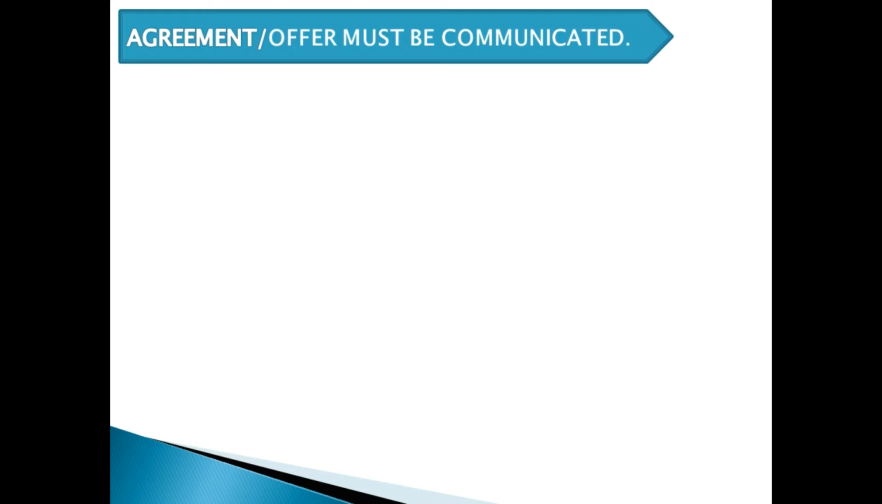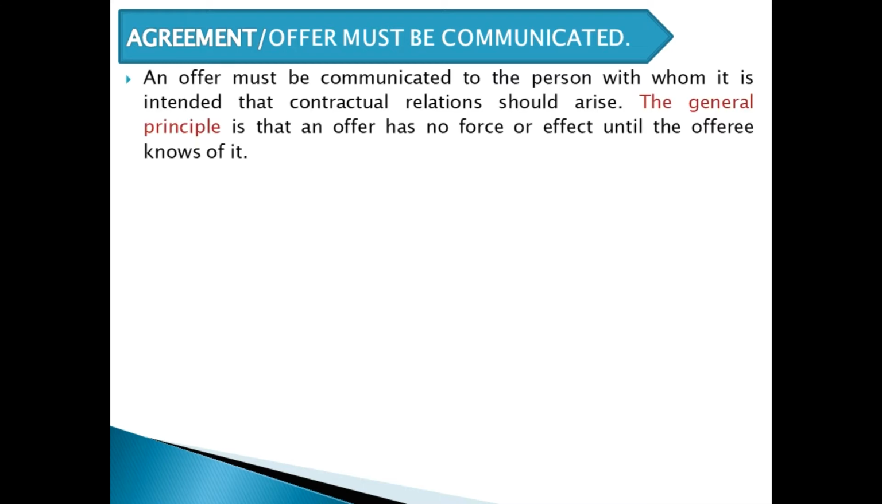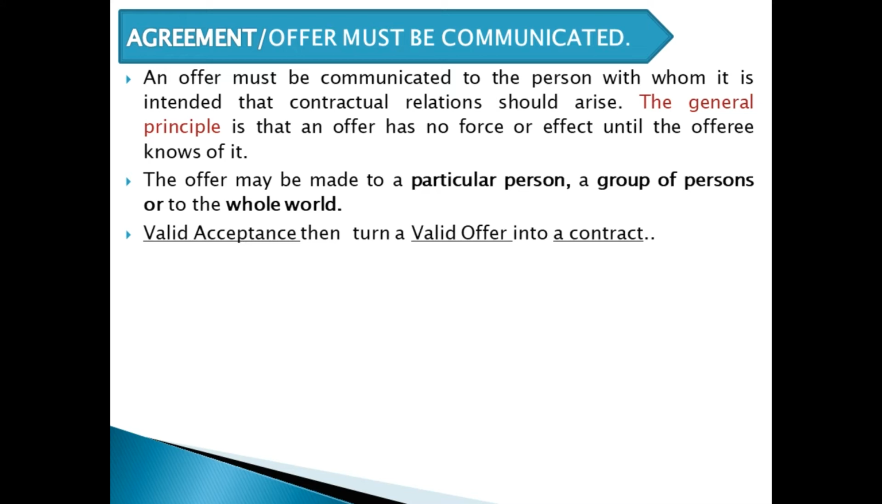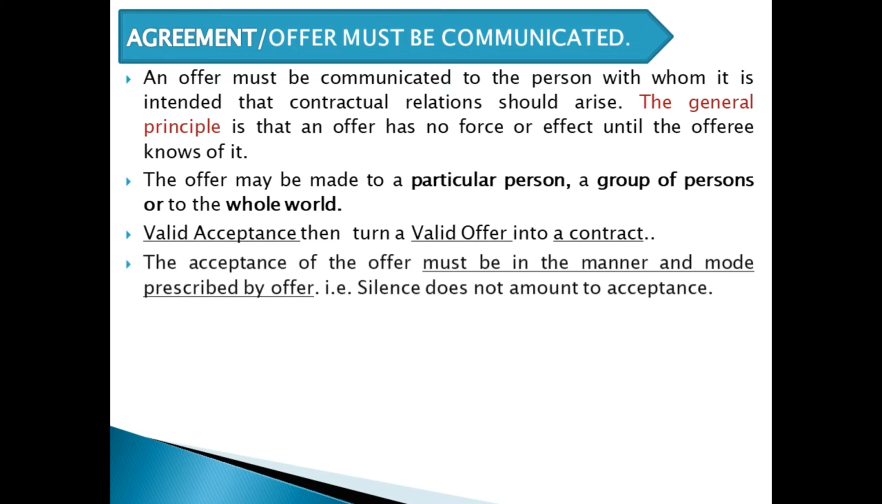The first essential we are going to look at is agreement, or offer must be communicated. An offer must be communicated to the person with whom it is intended that contractual relations should arise. The general principle is an offer has no force or effect until the offeree knows of it. The offer may be made to a particular person, a group of persons, or the whole world. Valid acceptance then turns a valid offer into a contract.